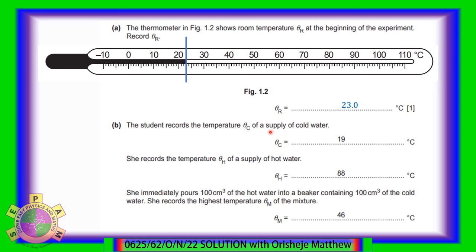The student records the temperature of the cold water, 19, and the temperature of the hot water, 88. She immediately pours 100 cm³ of hot water into a beaker containing 100 cm³ of cold water, and she records the highest temperature, the temperature of the mixture, QM, as 46 degrees.